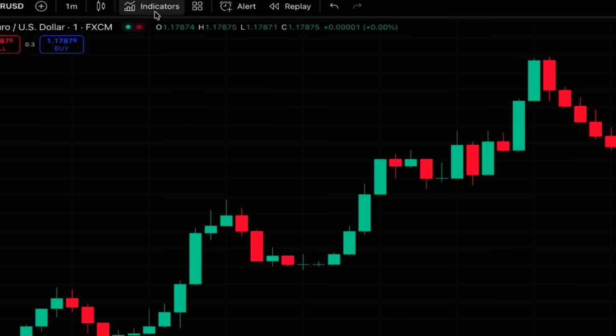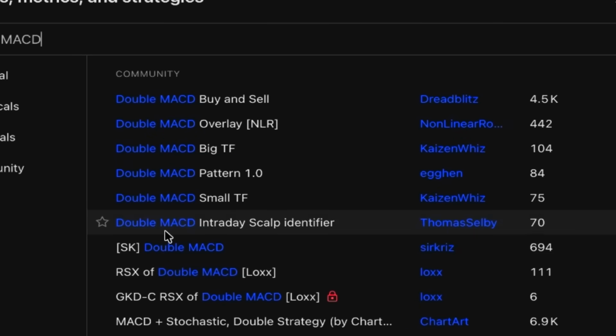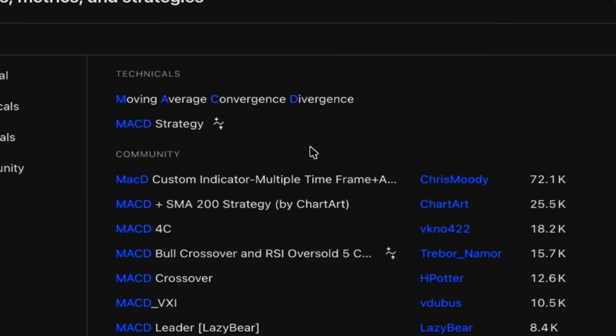Here we click on indicators and first we search double MACD. We add this one, SK double MACD, which is written by Sir Krez, and again we search MACD, and this time we add this one, which is a built-in MACD indicator on TradingView platform.